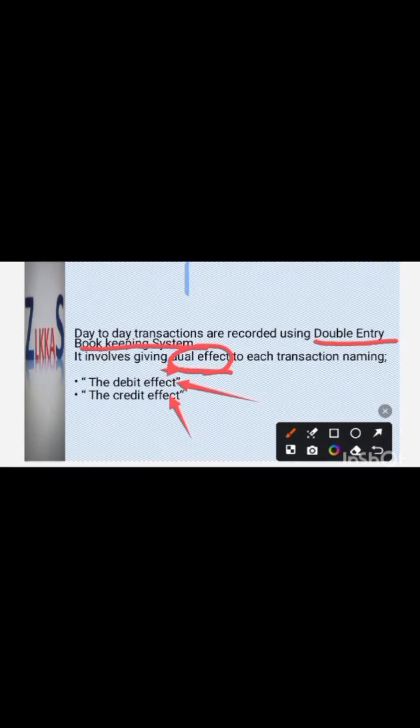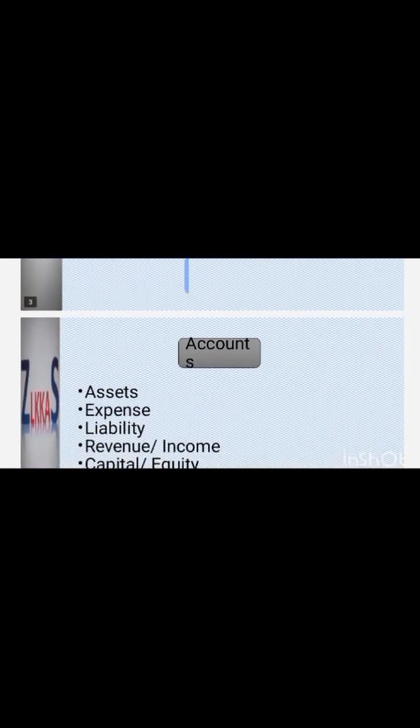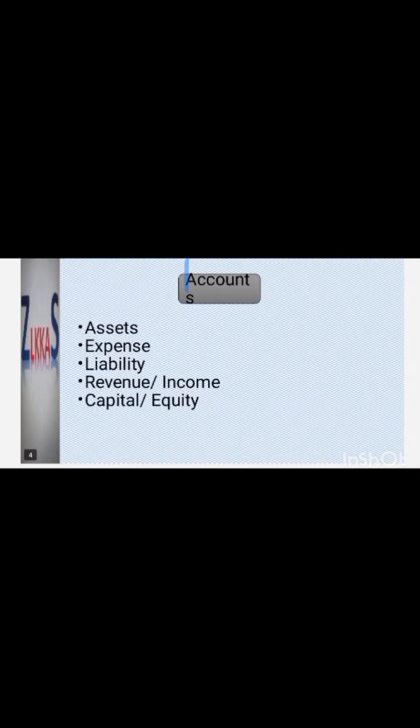Effect means something will come in and something will go out of the business. So each transaction will be shown in two effects. Something will be debited and something will be credited. So debit and credit, then the transaction will be completed. Let's go to the next slide.